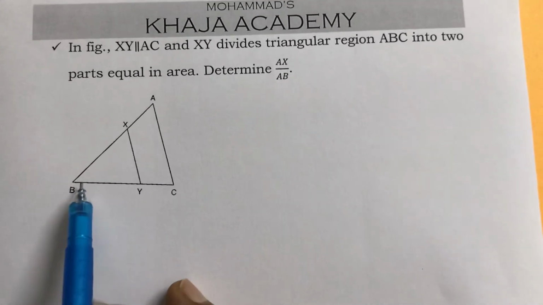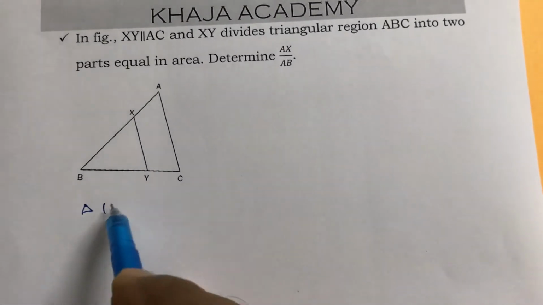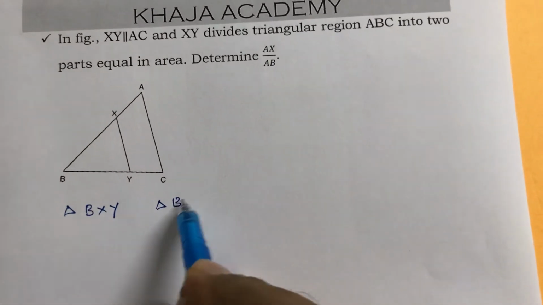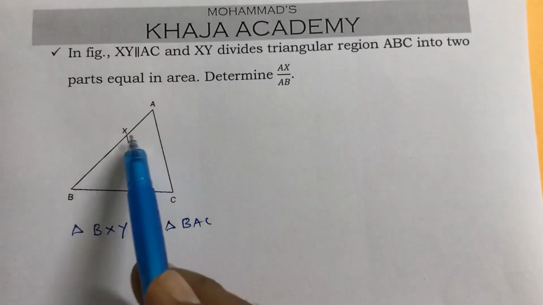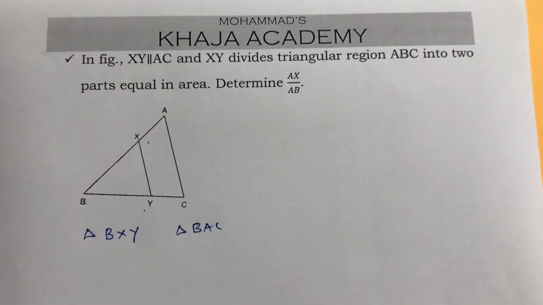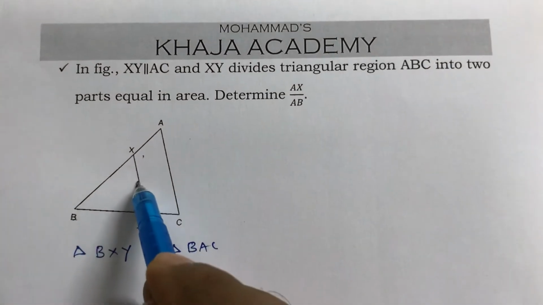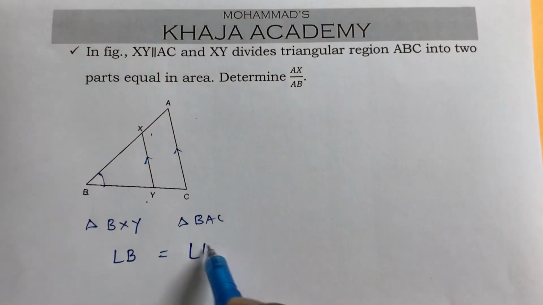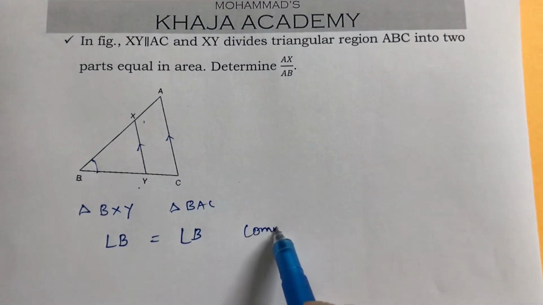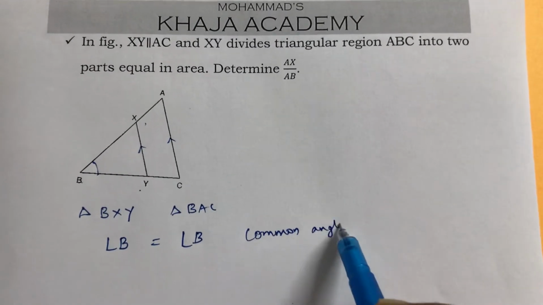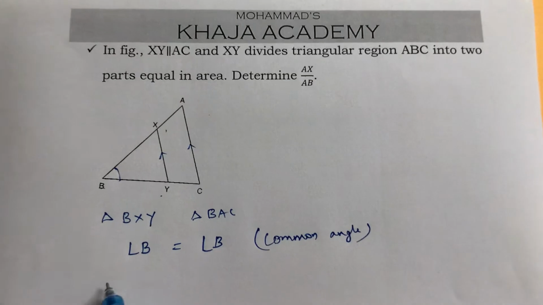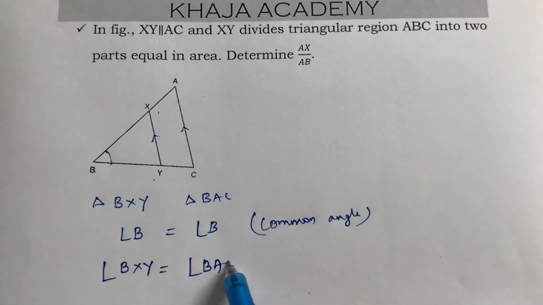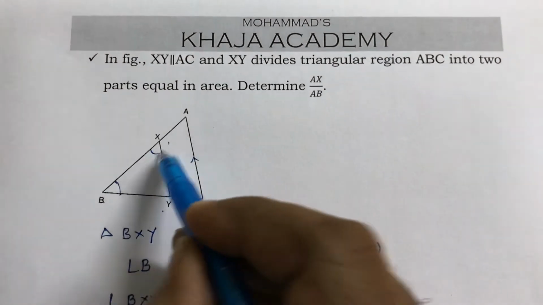So first, what we'll do is take these two triangles, triangle BXY and triangle BAC. First we'll try to prove these two are similar, and they gave that XY is parallel to AC. So angle B equals angle B, which is a common angle in both the triangles, and angle BXY equals angle BAC. These two angles are equal.